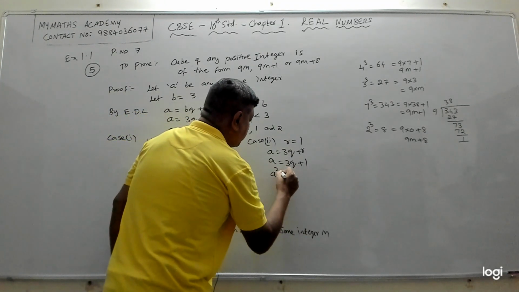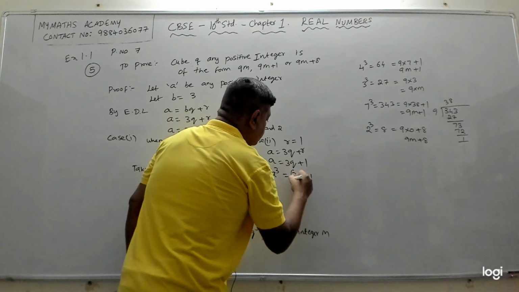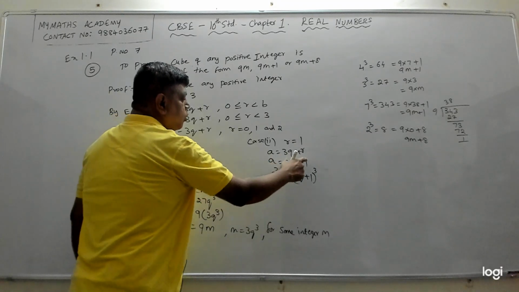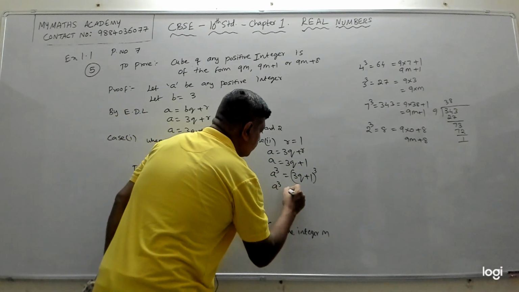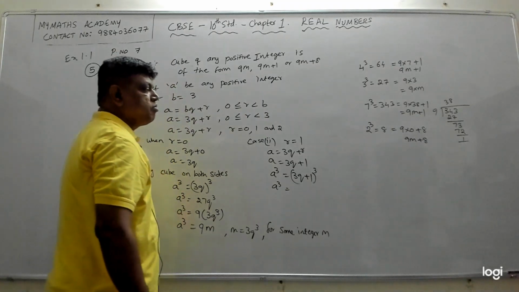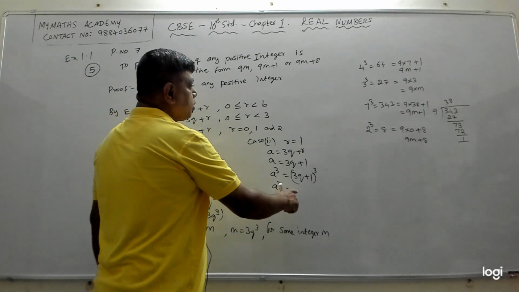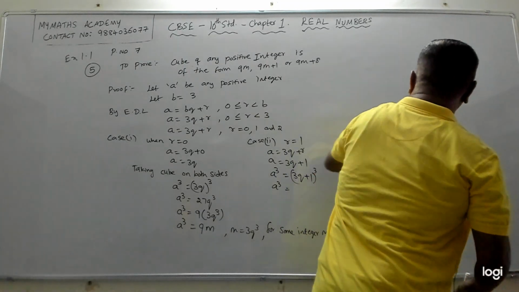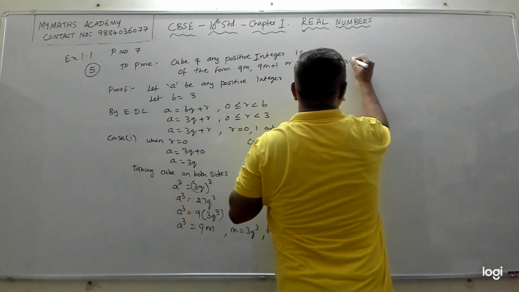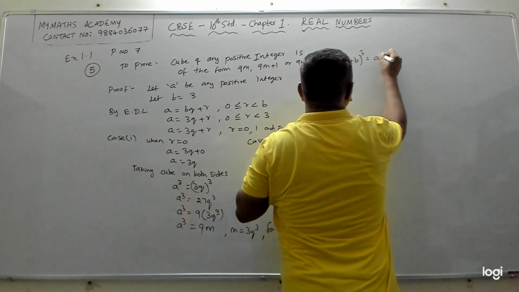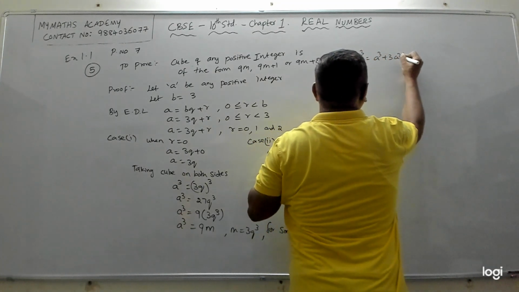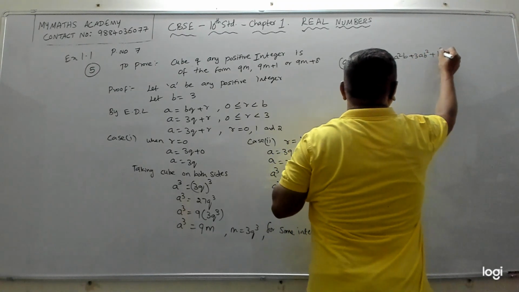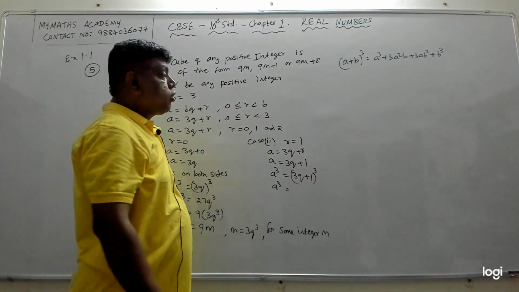Now I need to cube both sides. So taking cube on both sides, a cube is equal to, now this looks like the a plus b the whole cube form. What is the a plus b the whole cube formula? It is a cube plus 3a square b plus 3ab square plus b cube. That is the formula for a plus b the whole cube, right?